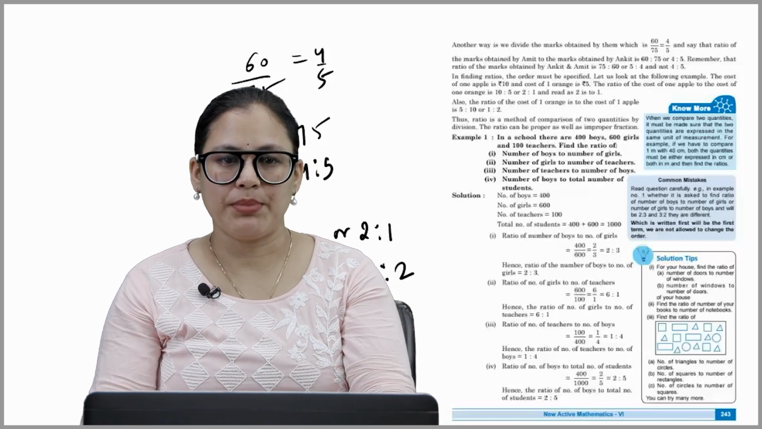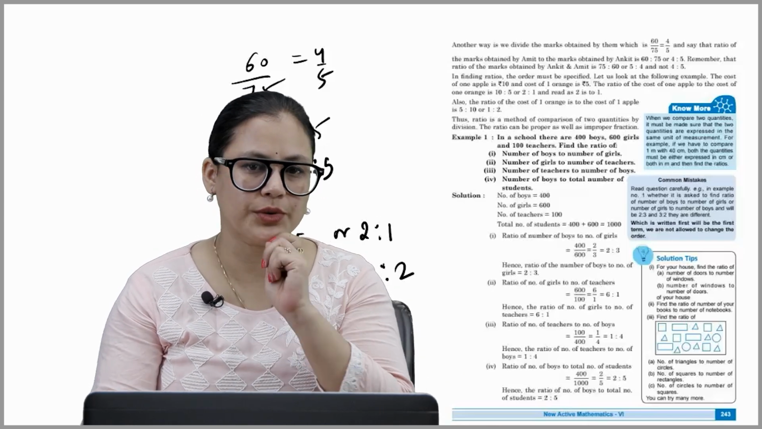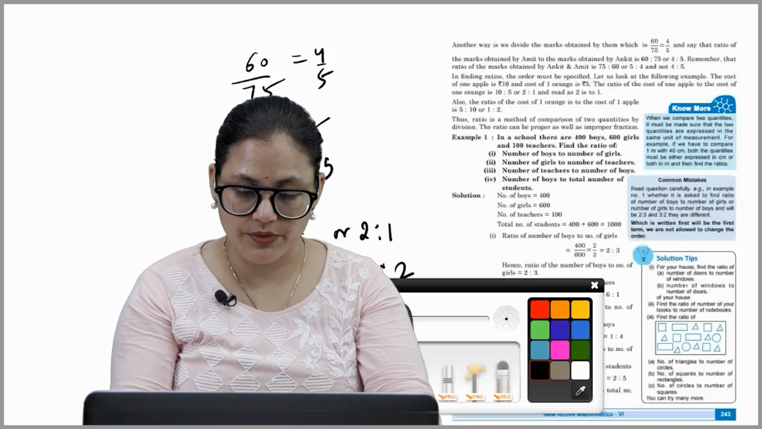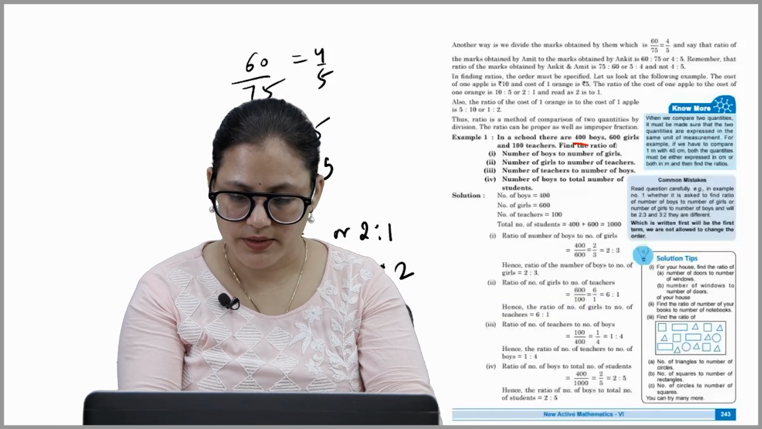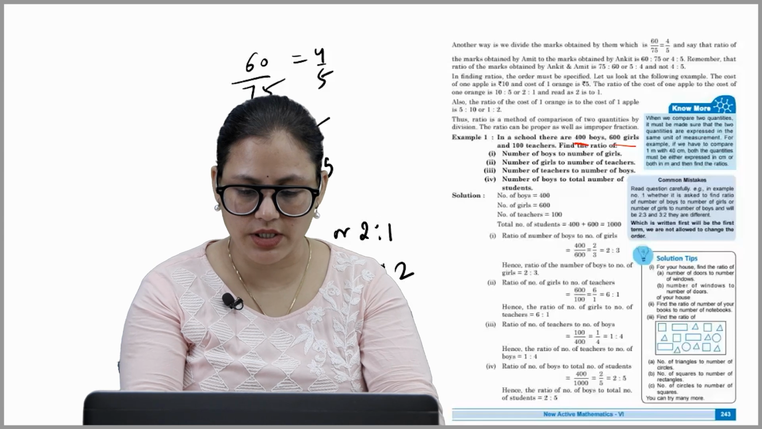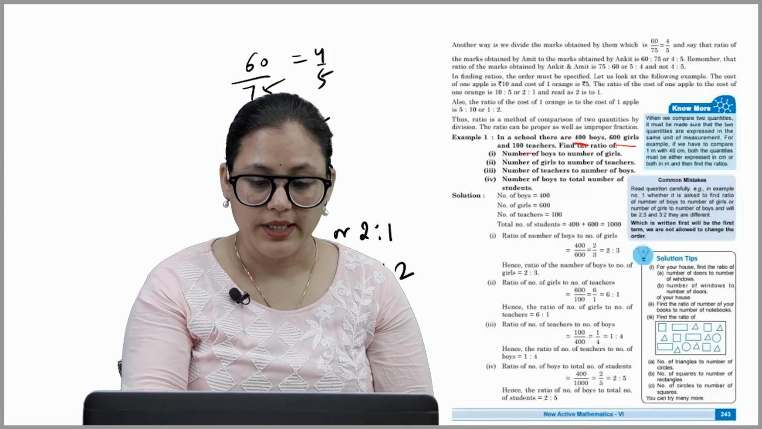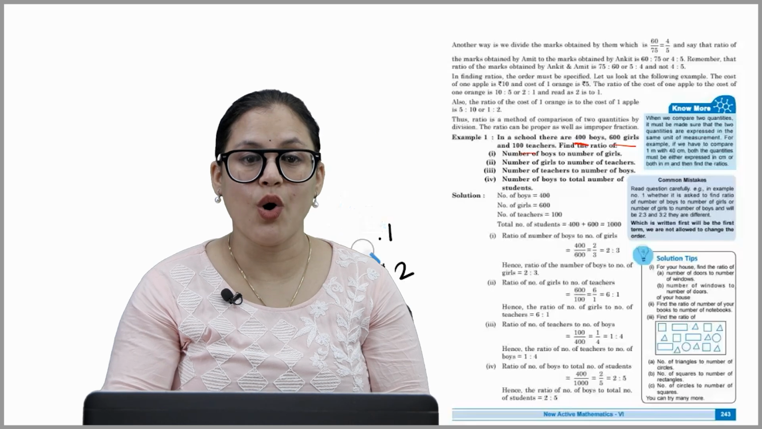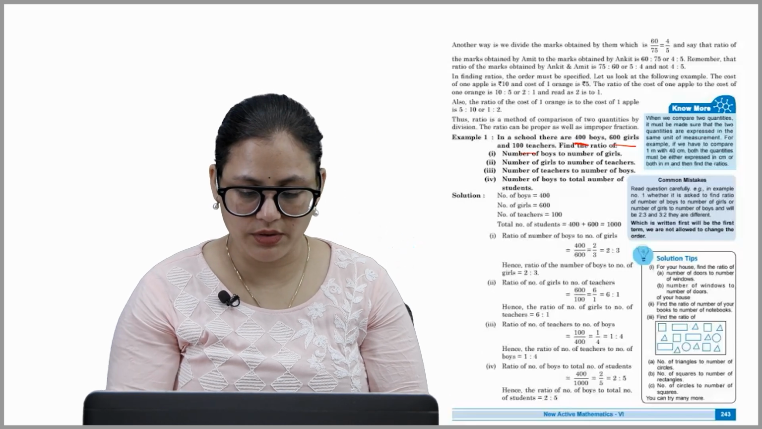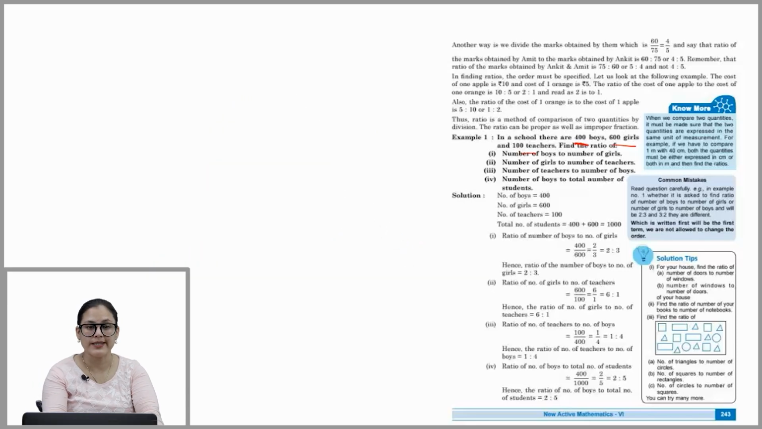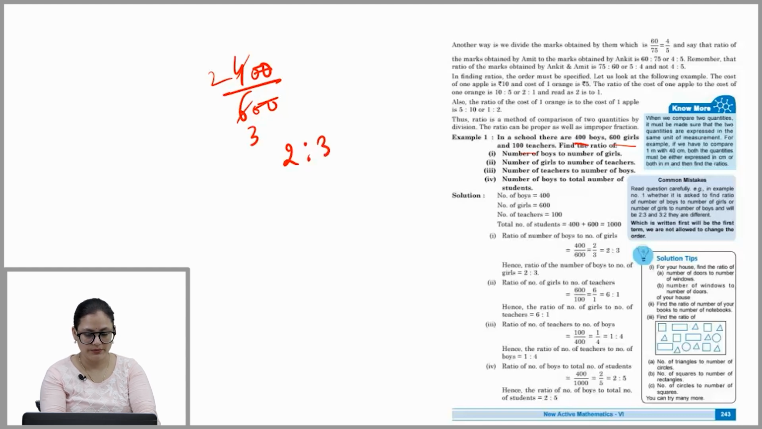Okay, let's do example 1. In a school, there are 400 boys, 600 girls and 100 teachers. Now we have to find the ratio of number of boys to girls. So number of boys, there are 400, number of girls 600. Two zeros go, and 2 by 3. So the ratio is 2 is to 3.